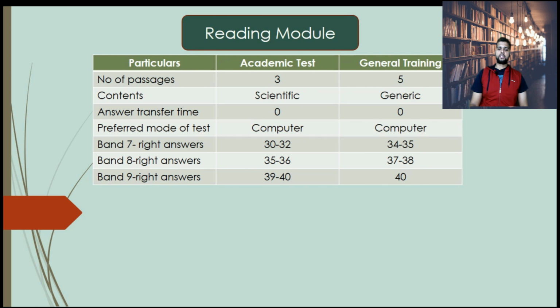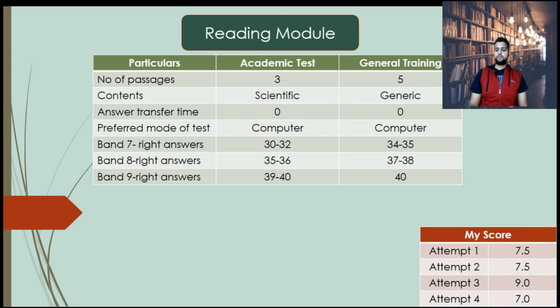answers. So if you're targeting band 7, then in the academic test you need not get 35 or 36 right answers. If you score 30 to 32 right answers, you will get a band 7, and in general training you will need a minimum of 34 to 35 to score a band 7. If you want to achieve band 8, you'll need 35 to 36 right answers in the academic test, whereas in the general test it should be 37 to 38. And for a perfect band 9, you'll have to score at least 39 to 40 in academic, but in general training you need to hit 40.